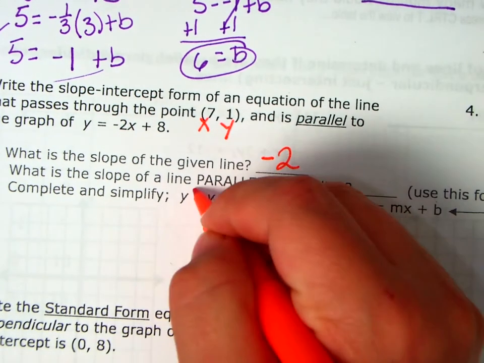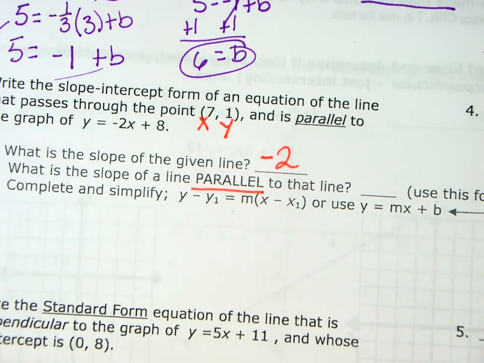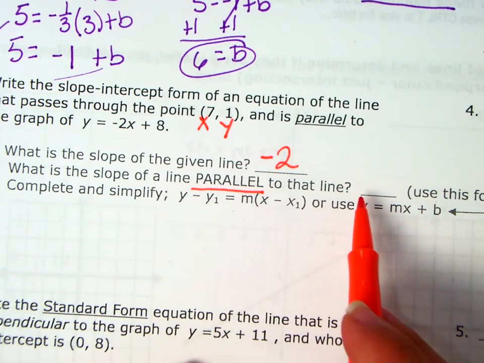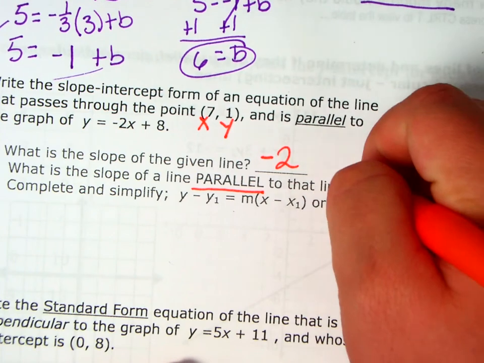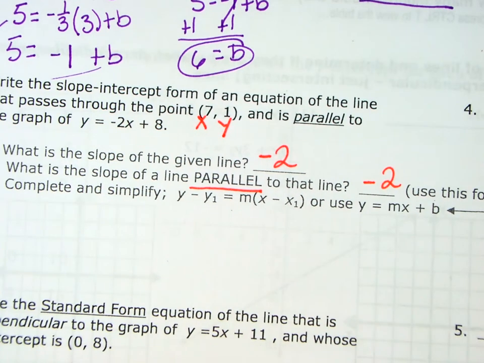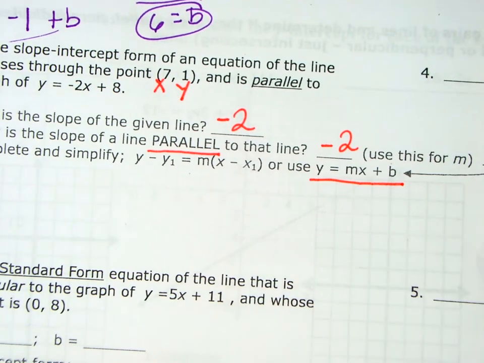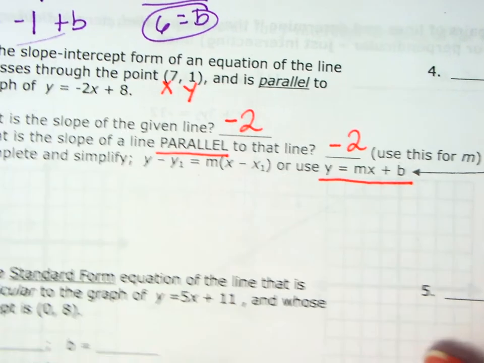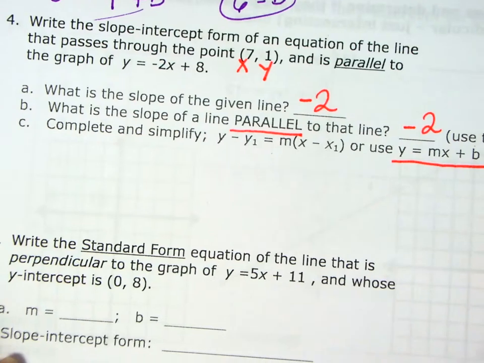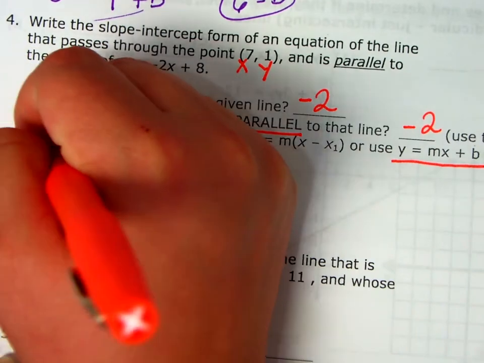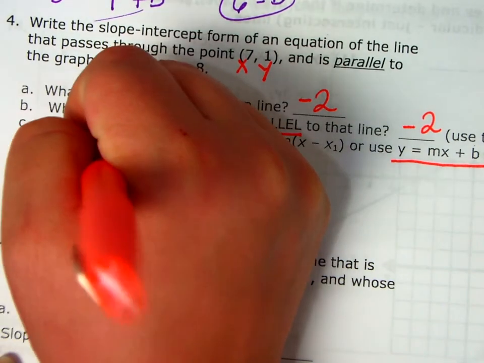Now, parallel, what kind of slopes do they have? They are the same. So if this is negative 2, my next one is going to be negative 2. We're going to use this equation right here because the only thing we're missing is b. So, y is equal to mx plus b.